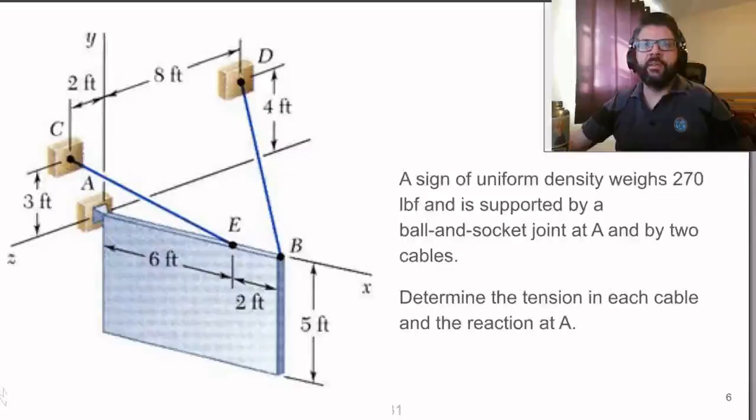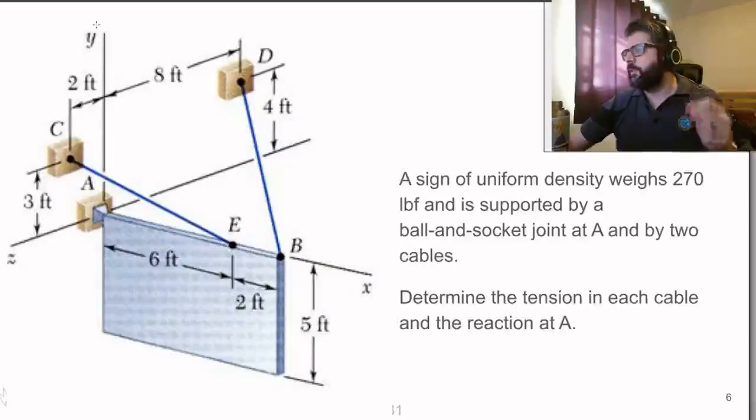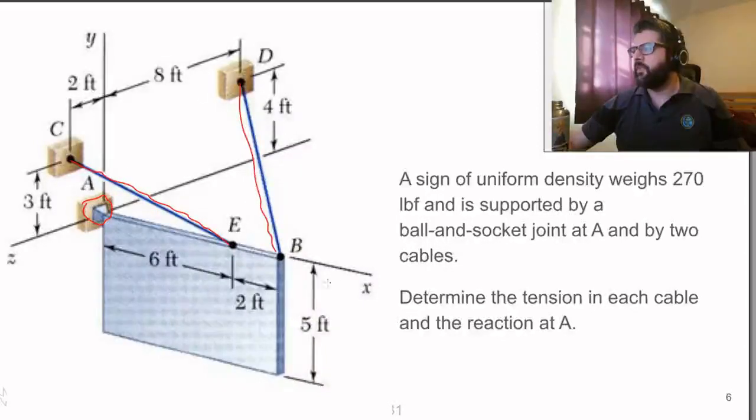So let's get into an example. Here we've got this sign. It's got a uniform density, weighs 270 pounds force. Also weighs 270 pounds mass, assuming this thing's in Earth's gravity. But it is supported by a ball and socket joint at A here, and 2 cables. We've got cable CE here, and cable DB here. And the point here is to find the tension in each cable, and then the reaction here at A.